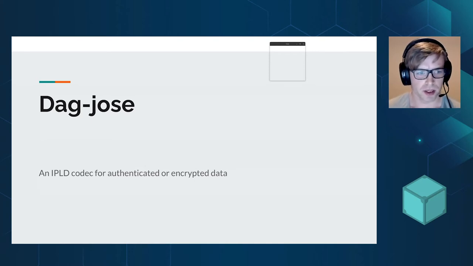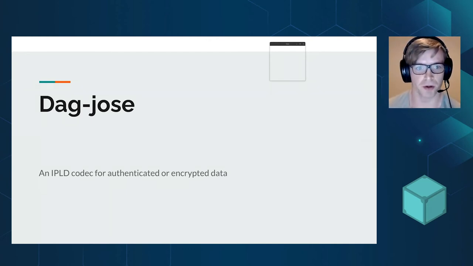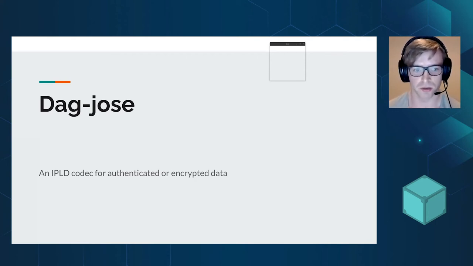So the way I see it, IPLD and IPFS more generally are about data interoperability. And one of the problems that we run into with public data, so the IPFS network is generally public, is that we want to sign or encrypt data. And at the moment, every application ends up writing their own little mini format to describe how data was authenticated or encrypted. And that reduces the interoperability of it. It makes it harder to write code that's generic over how something was authenticated or encrypted. So Dag-jose is an attempt to solve that problem. It's an interoperability standard for authenticated encrypted data.